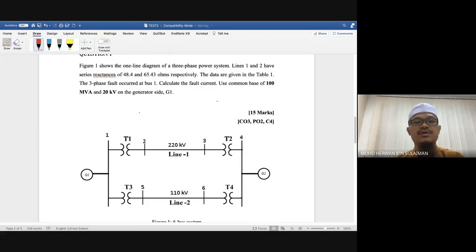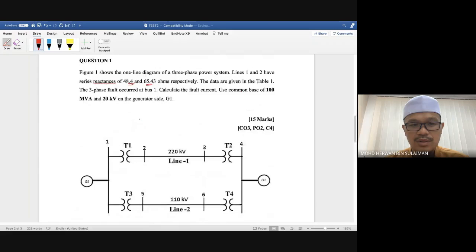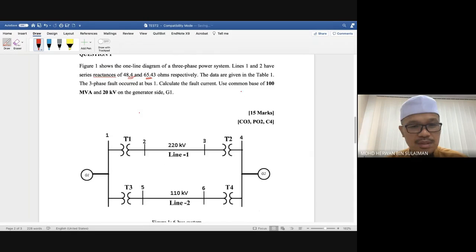Okay, soalan dia. Figure 1 shows the one line diagram of 3-phase power systems. Line 1 and 2 have series reactance 48.4 and 65.43 ohms respectively. The data is given in table 1. Okay, kita buat semua lah: 3-phase fault, single line to ground fault, double line to line fault, as well as double line to ground fault occurred at bus 1.